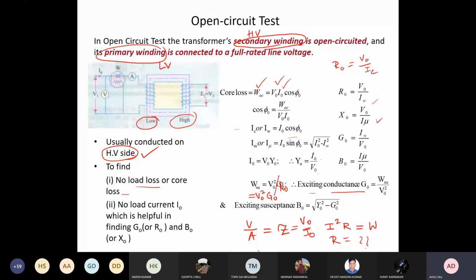So why are we not conducting the open circuit test on the HV side? I think it is clear to you, because we have to apply the rated voltage, and that will be difficult when we try to conduct the open circuit test on the HV side. But we do it on the LV side because it will be easier for us to apply the rated voltage on the LV side. So now let us go to the short circuit test.